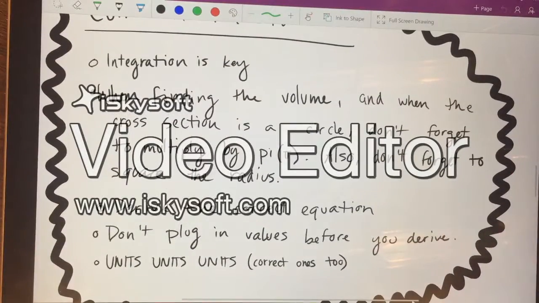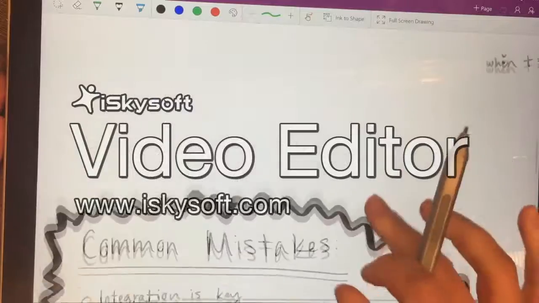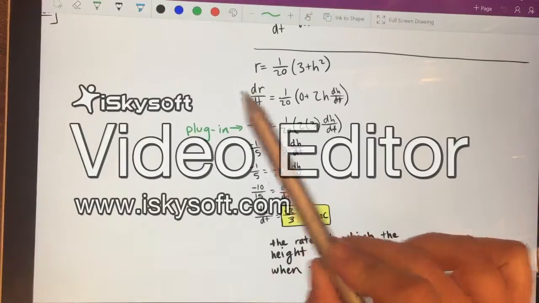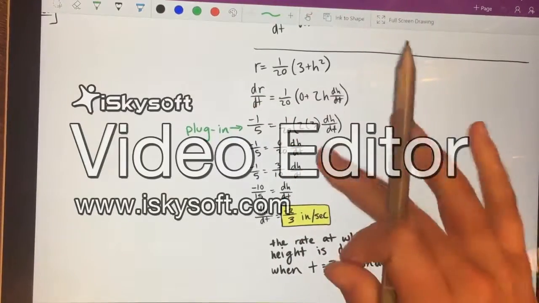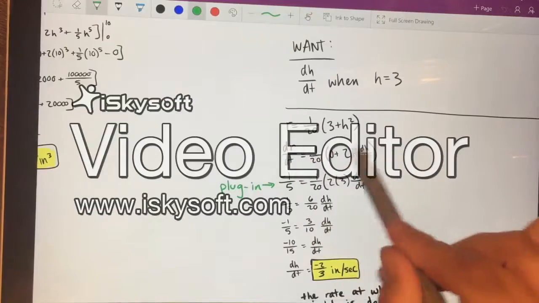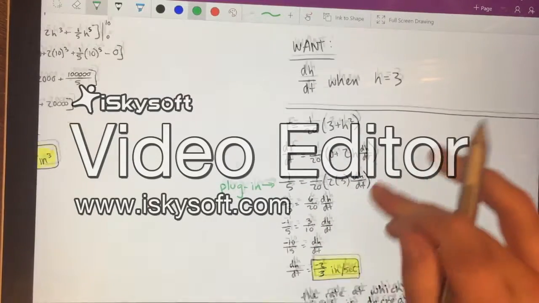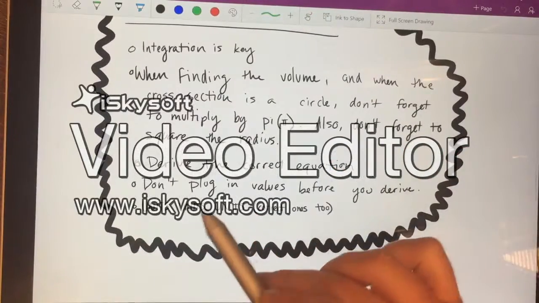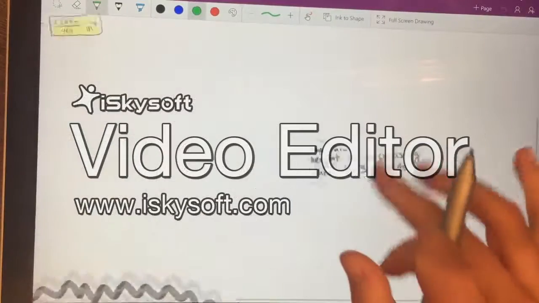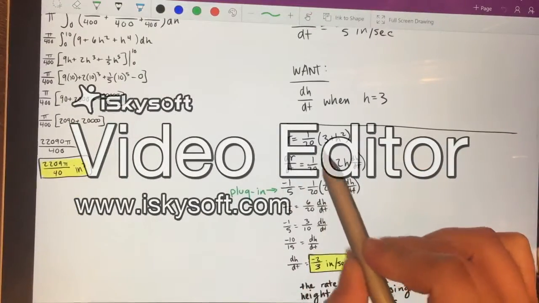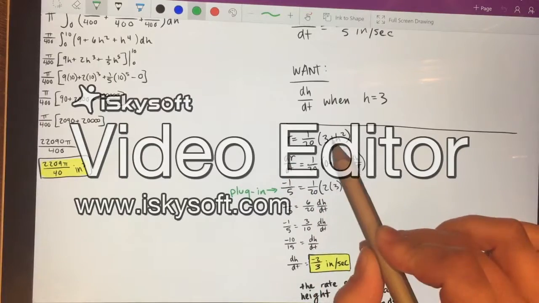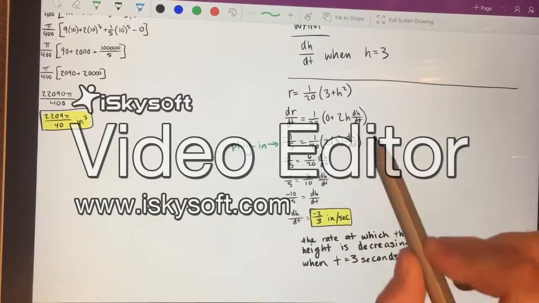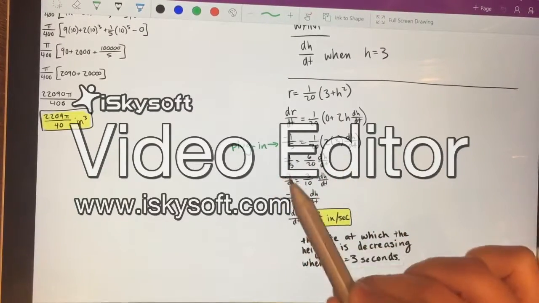Another common mistake is making sure you derive the correct equation. When you're dealing with rates of change problems, I know I always struggled with knowing which equation to derive. This one's fairly straightforward, being the radius and having all the variables in it that you need, but just make sure you pay attention to that and make sure it's the right one which you are deriving. Also, do not plug in values before you derive. Otherwise, if I were to plug in before I took the derivative, I would get a big constant, and the derivative of that is just 0. That is not the correct answer. So only plug in values after you take the derivative.